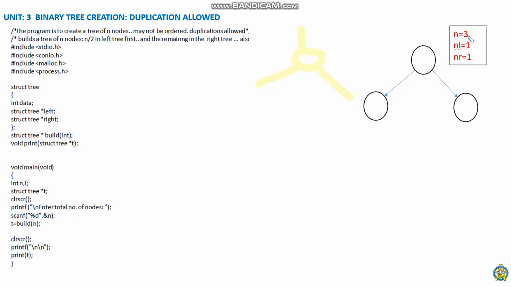So the logic is, given a number n, NL will be built to the left. Here n is 3, so NL, we will see in the program, is nothing but n by 2. So that is half, an integer division. And NR to the right will be n minus NL minus 1. So suppose we have 5, then you will have 2 to the left, 2 to the right, and 1. So 2 plus 2 plus 1, 5 nodes total. So that is how the nodes are being built. So this is the initial function that builds the structure. We will go to see how exactly the creation takes place.